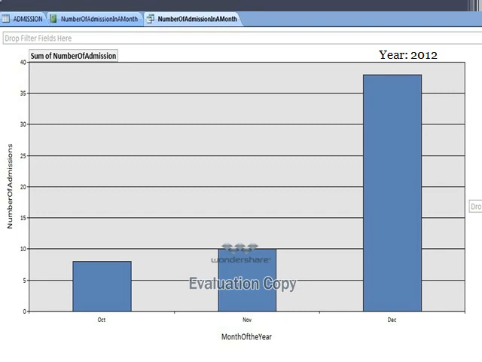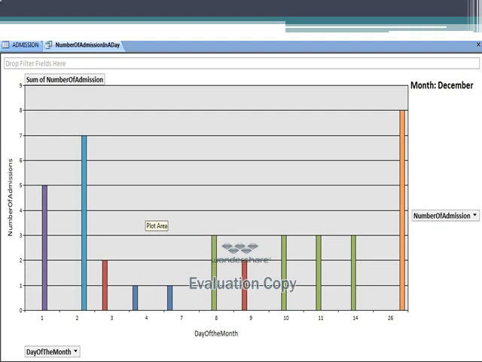This will help the nursing manager to easily view the reports and see the trends, as the chart format is much easier to understand than a list format. The next slide shows the daily trend in the month of December. As you can see, the day of the month is on the x-axis and the number of admissions is on the y-axis.